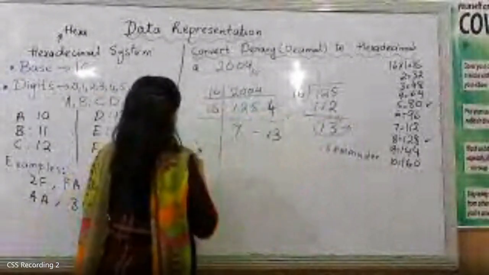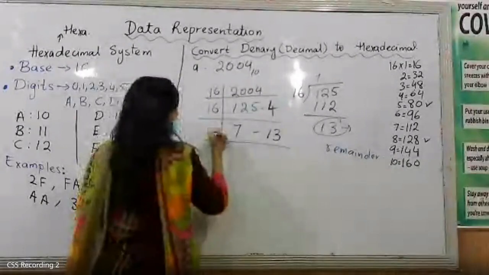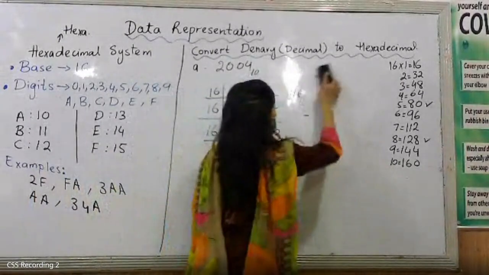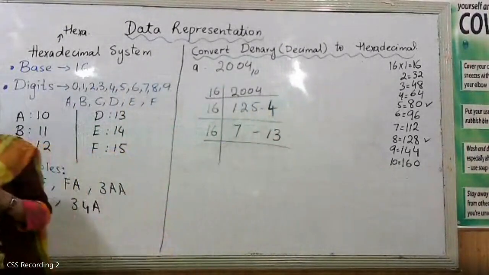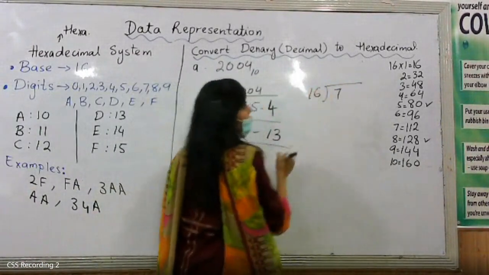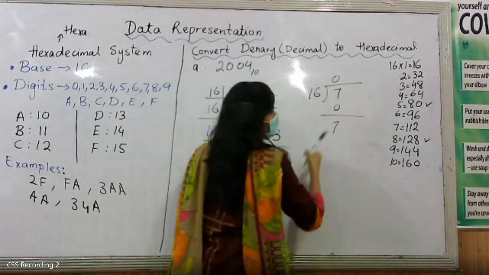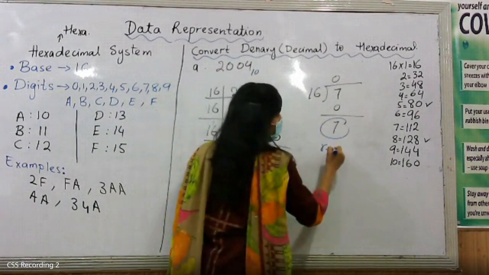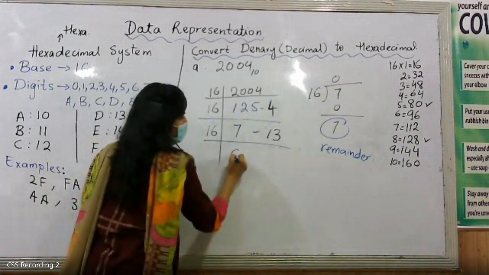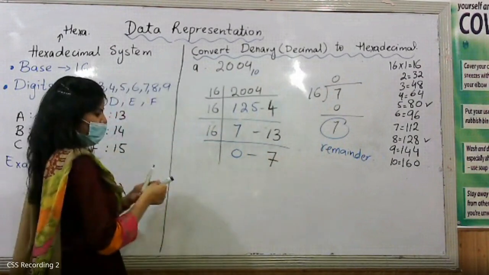Same with the next step. We will divide 7 by 16. 16, 0 times, and we get the remainder 7. 7 is the remainder, right? It will be 0, and the remainder will be 7.